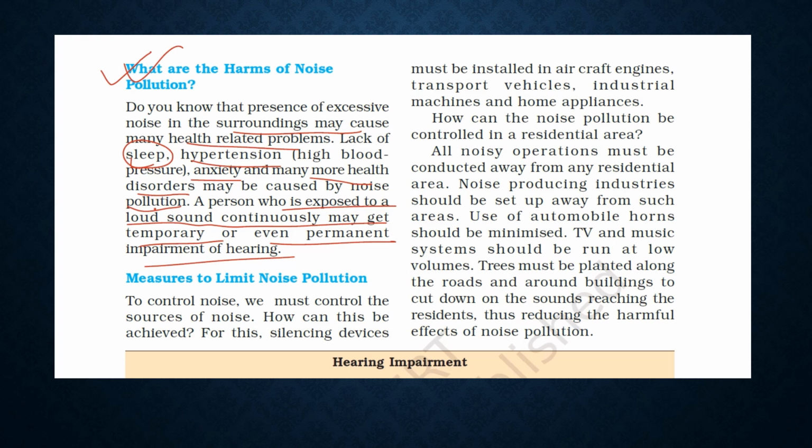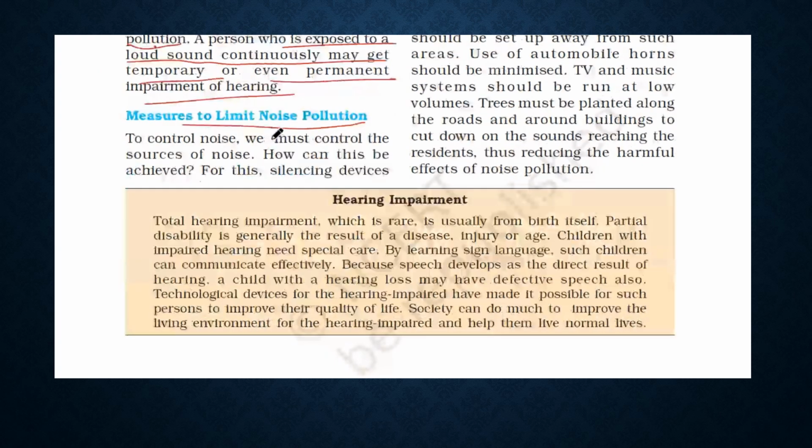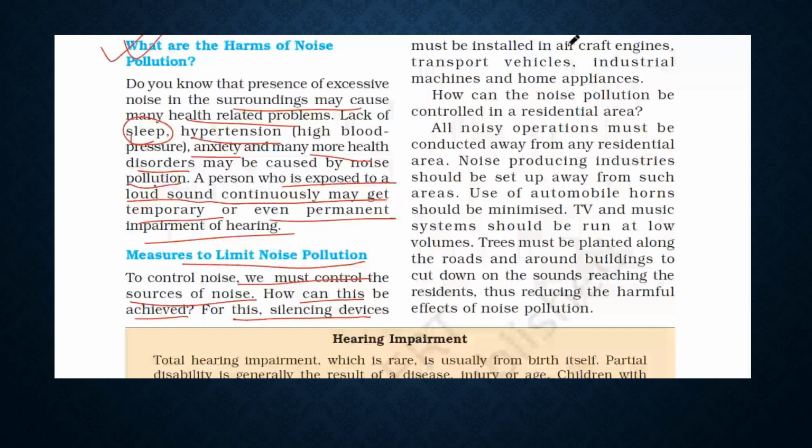So what are the measures to limit noise pollution? To control noise, we must control the sources of noise. So how can this be achieved? For this, silencing devices must be insisted upon or installed in aircraft engines, transport vehicles, industrial machines, as well as certain home appliances, where certain silencing devices should be installed.